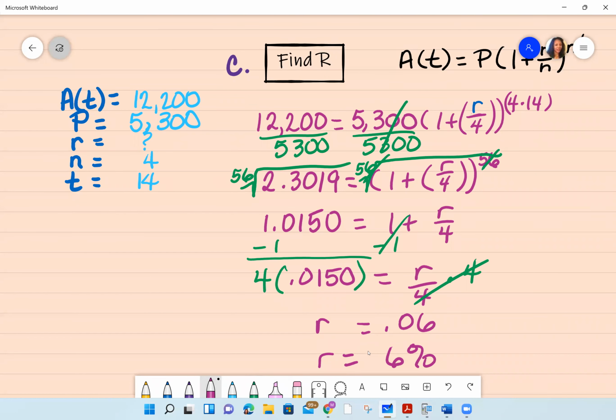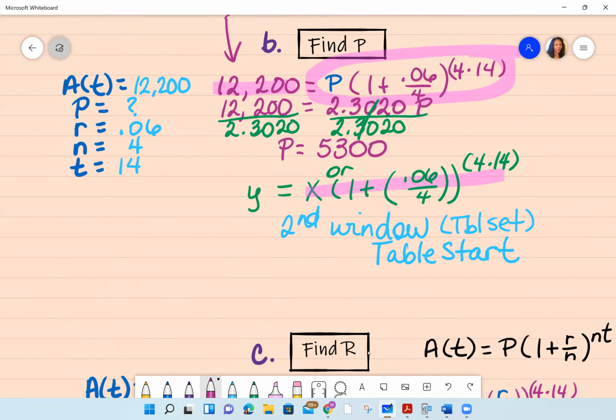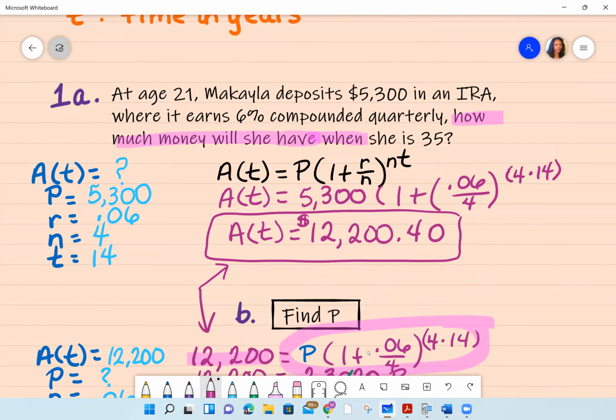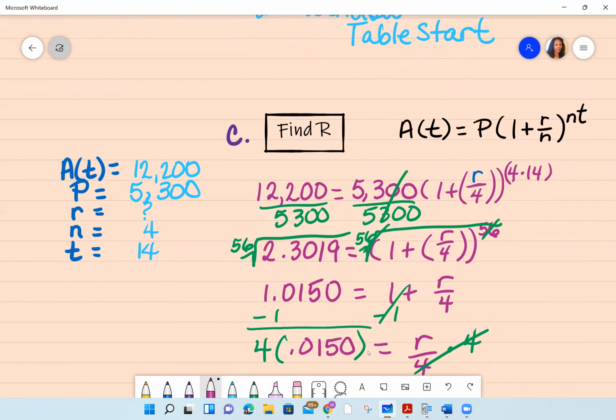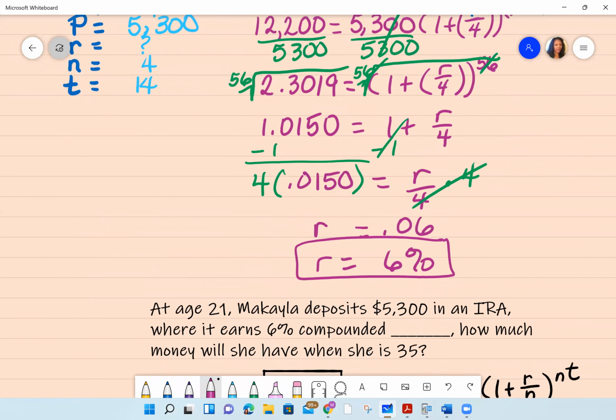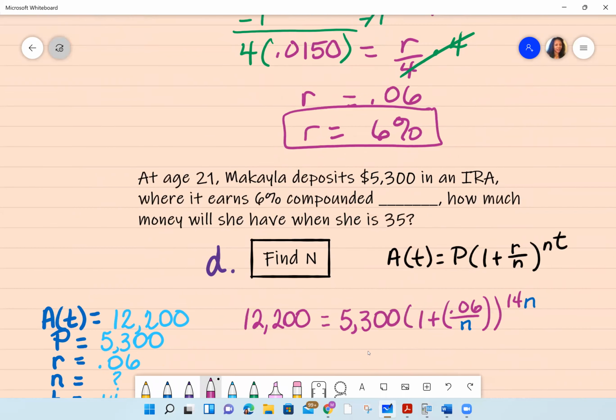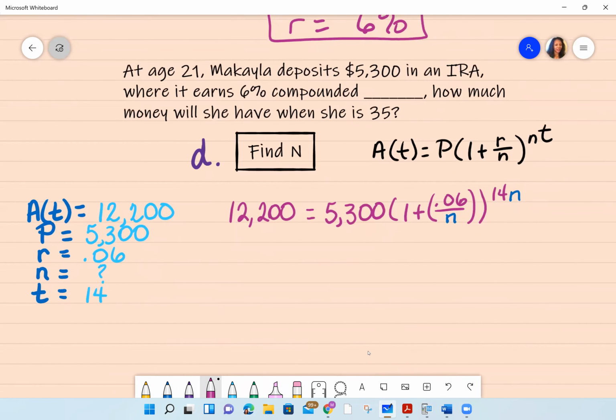Okay, so this is my answer. But again, we already know the answers. So if I go back up to my original problem, it tells me 6%. So now let's go down. Oh, it was right here. I was just copying this down so I don't have to keep scrolling up, but it was right in my face.